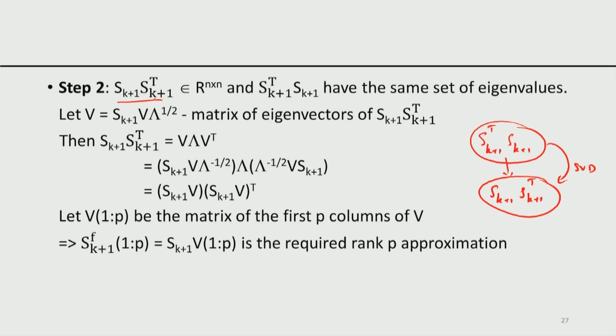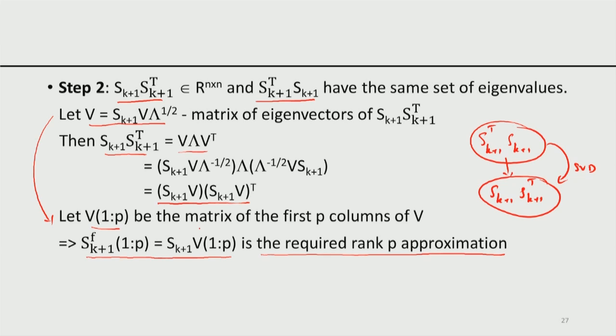So these two matrices by theory have the same set of non-zero eigenvalues. I can define a matrix like this, a matrix of eigenvectors of that. If I multiply these two, I get this. From there you can readily verify that. Therefore the matrix V, which is defined in here, the first p columns of that matrix, the whole matrix, this is the first p columns of this matrix. It can be shown that these two matrix relations give the rank p approximation.